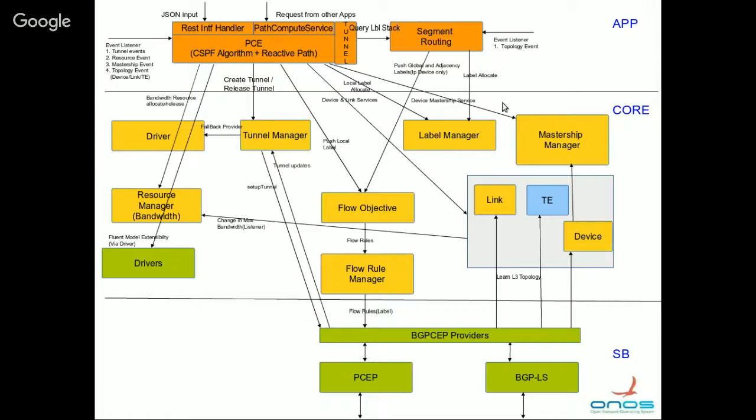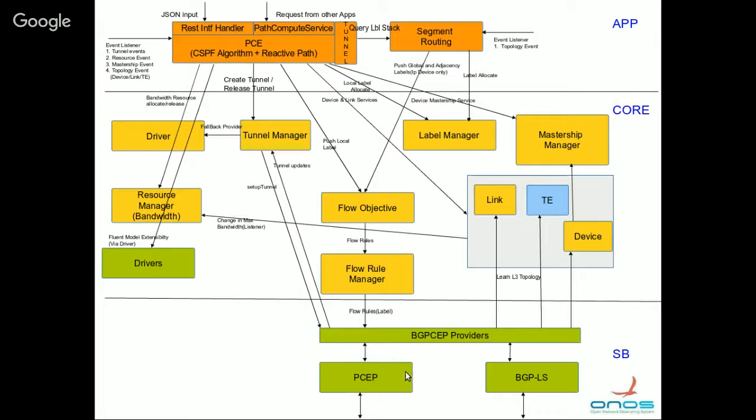With respect to the dependencies, we have the tunnel manager. Basically, we want to use the tunnel manager to create the tunnel. Whatever path has been computed over here, we want to push it to the tunnel manager, and the tunnel manager, based on the provider, pushes it to the corresponding providers. In our case, it will be PCEP.